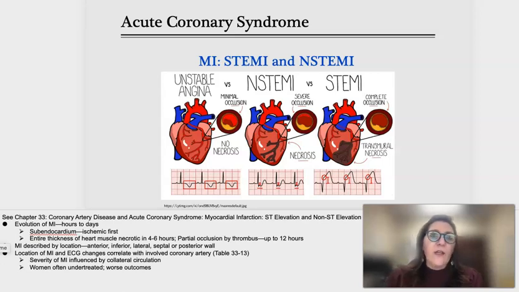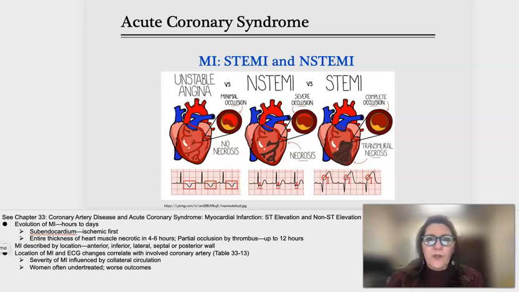The severity of the MI could be influenced by collateral circulation, and women are often undertreated and have worse outcomes because women also can have different symptoms. Everybody thinks of, oh, there's an elephant sitting on my chest and I have such bad chest pain I can't stand it. And if they don't have that, they don't think there's anything to worry about. Where women might have a little bit of jaw uncomfortableness, their shoulder might hurt, they might have a little bit of nausea, and if they're having a heart attack, how would they know?